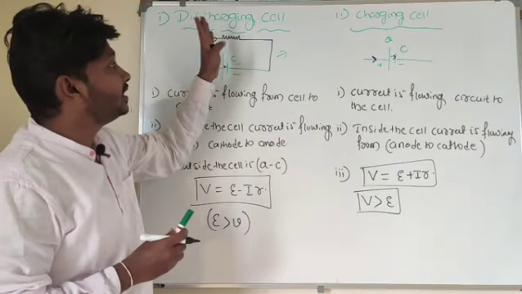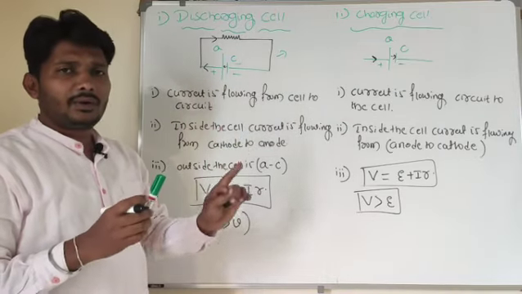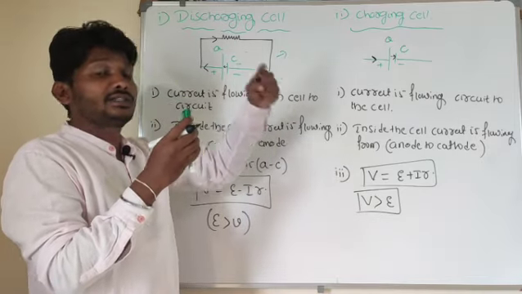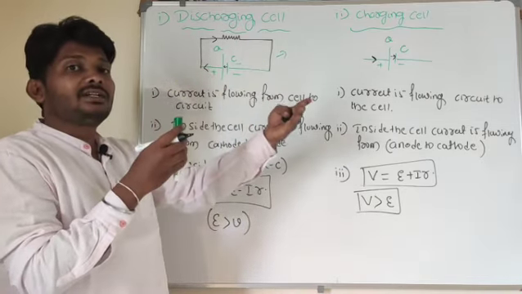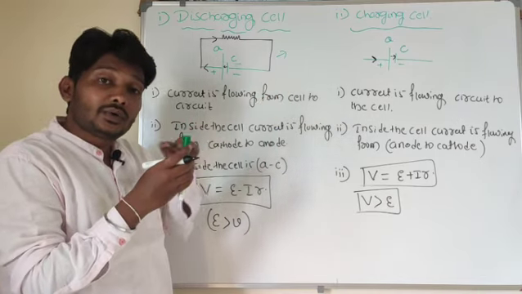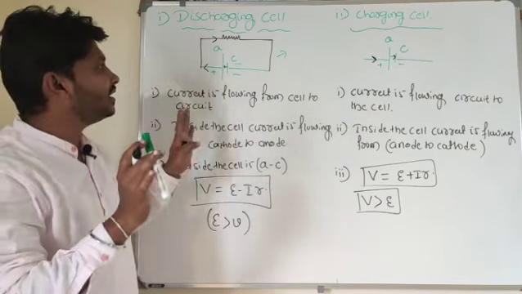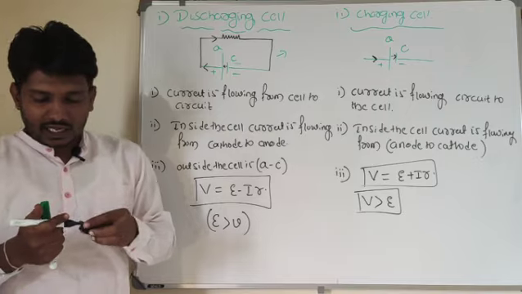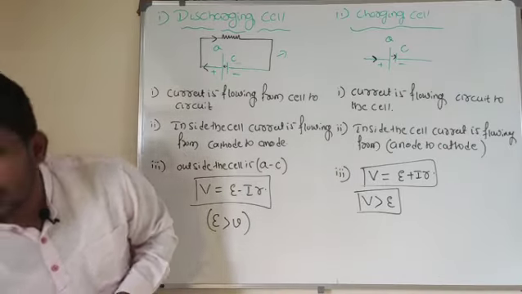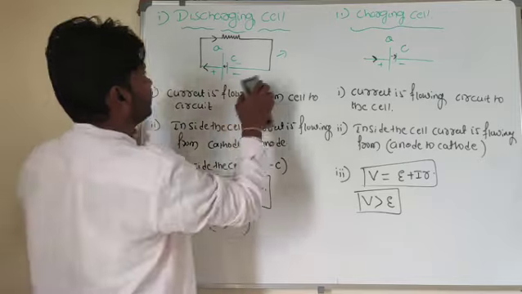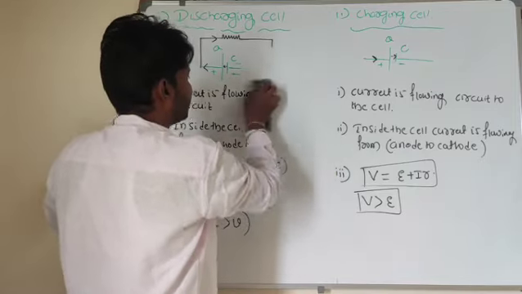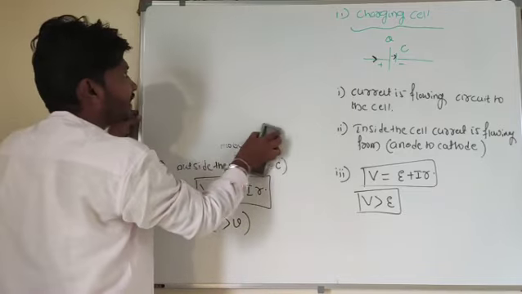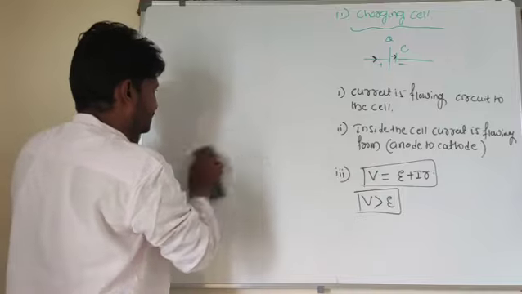So hope you understand about the discharging cell and charging cell here. Remember one thing, discharging cell means current is flowing from that cell to the circuit, means current is outside the cell for discharging. For charging means current is flowing from that circuit to the cell, means current is flowing inside the cell. You can remember here. So this is the formula for the discharging cell and this is for the charging cell. Now we'll look at what is an open circuit cell and what is a closed circuit, or short circuit, you can consider.